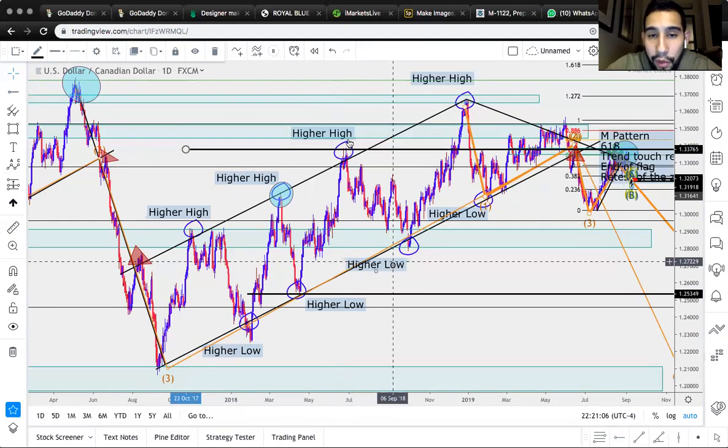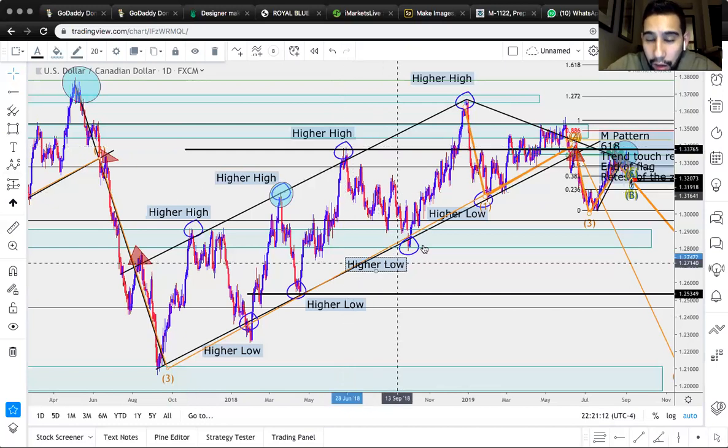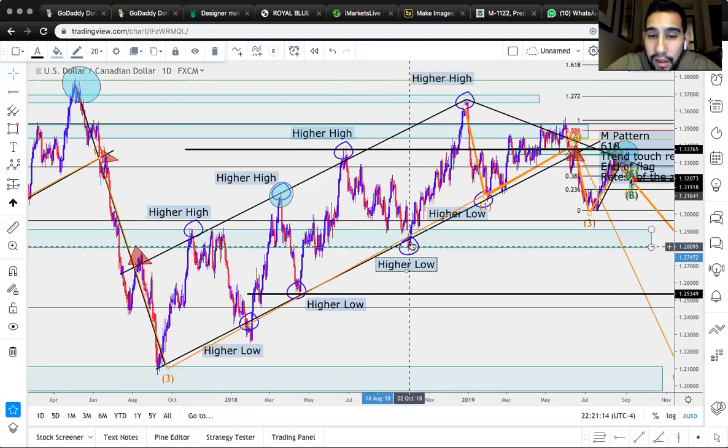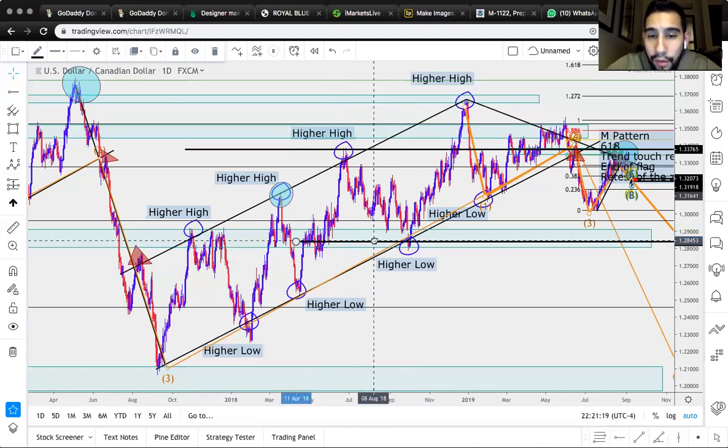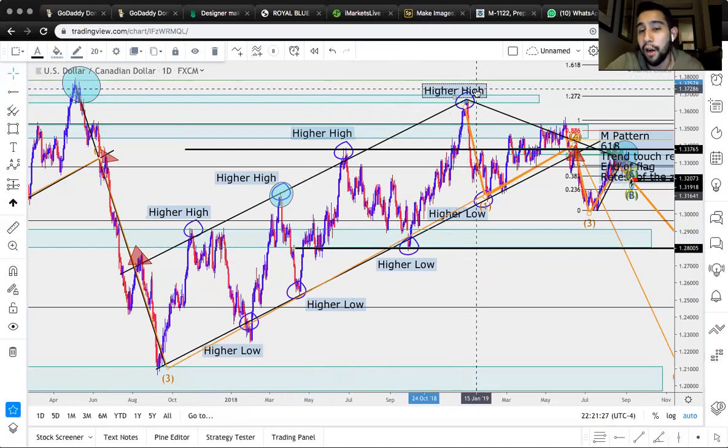Then let's keep going. Price came in, made a new higher high, a third higher high. And then when it comes down, it made a new higher low. Why? Because this low did not break this low. So our new low is set right here. Price came up. Oh, it broke the higher high. And now it made a new high.